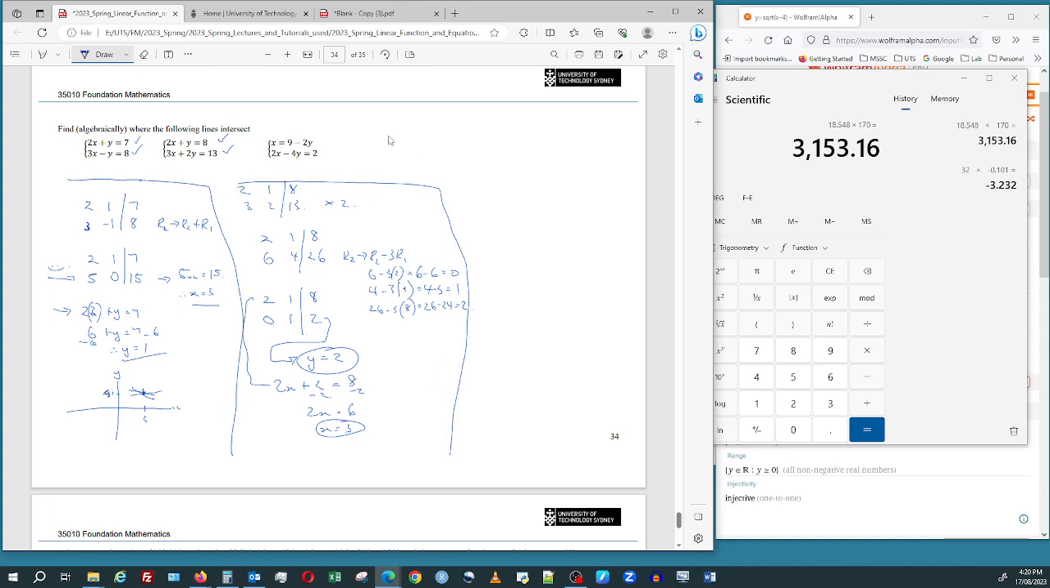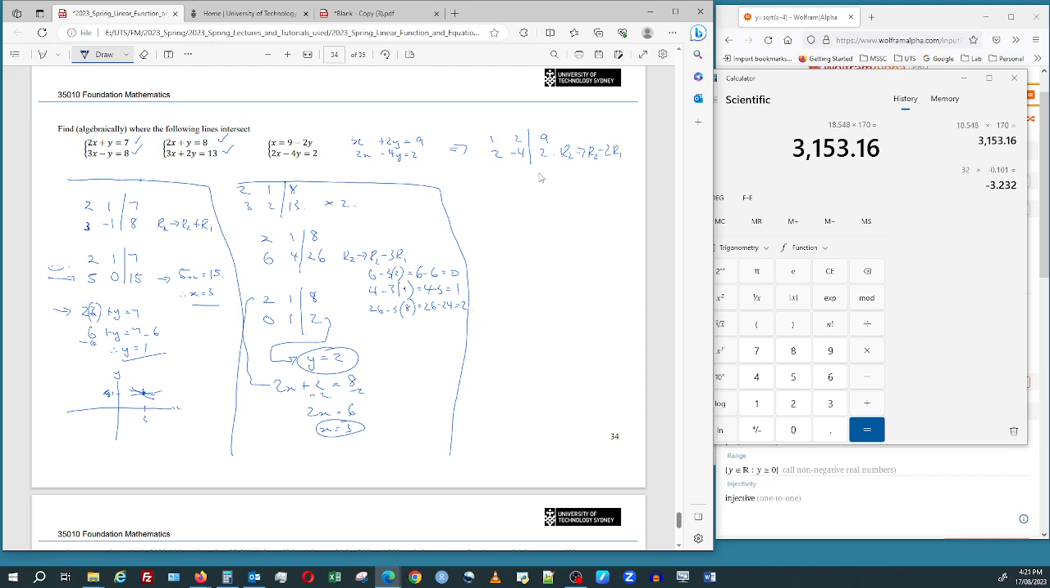So augmenting these, we'll get. Oh, now I don't like this. So I'm going to rearrange this. Add the 2y, x plus 2y equals 9. That can stay. 2x minus 4y is equal to 2. Okay, so I'll augment these now. 1, 2, 9. 2, minus 4, 2. Okay, so row 2 is going to become row 2, take away 2 lots of row 1.